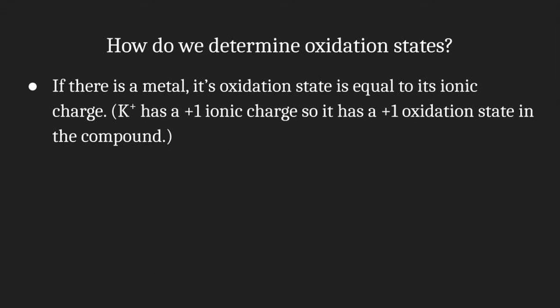So now, how do we determine the oxidation state of each atom in a compound? So first, if there's a metal, its oxidation state is going to be equal to its ionic charge. So for example, if we have potassium, which forms K+ ions, it has a +1 ionic charge, so it's also going to have a +1 oxidation state in the compound.